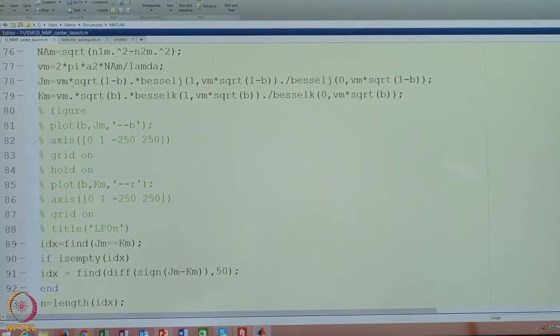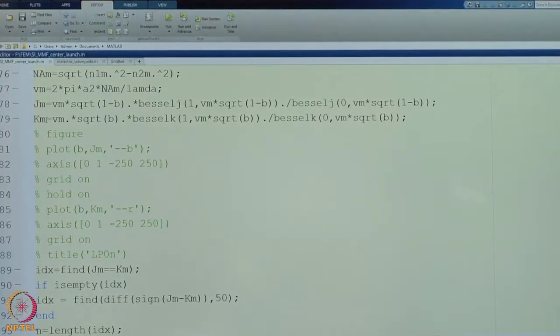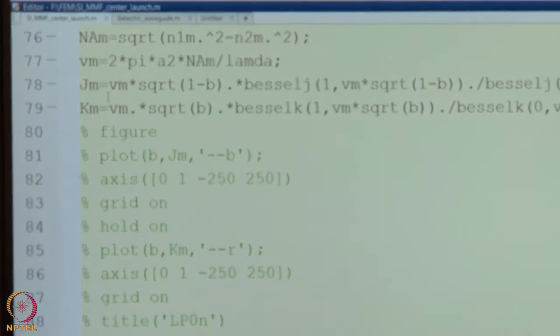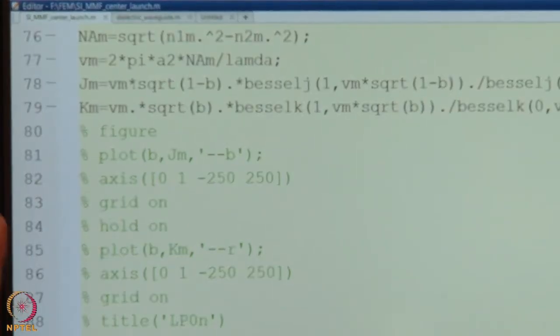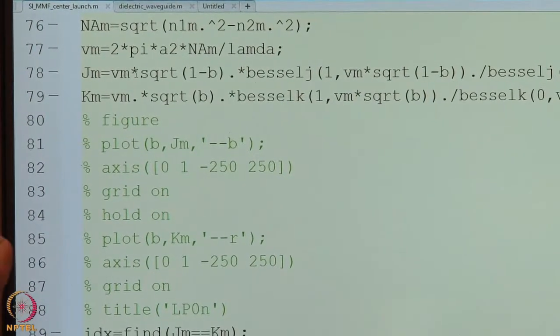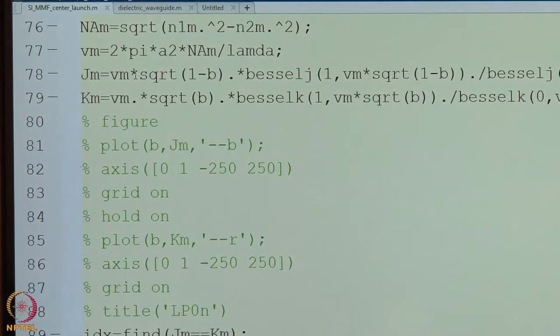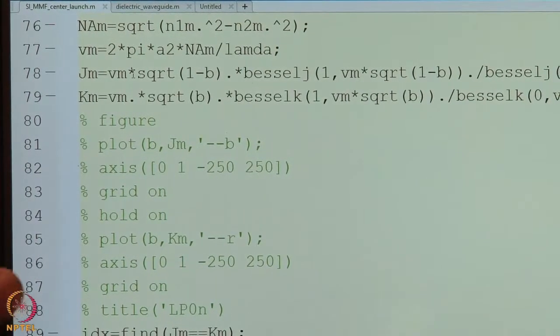Then we are solving these equations, so we are solving for Jm and Km. They are basically given by the normal and the modified Bessel functions. Jm relates to the normal Bessel function, and Km defines the modified Bessel function. These are inbuilt functions of MATLAB.